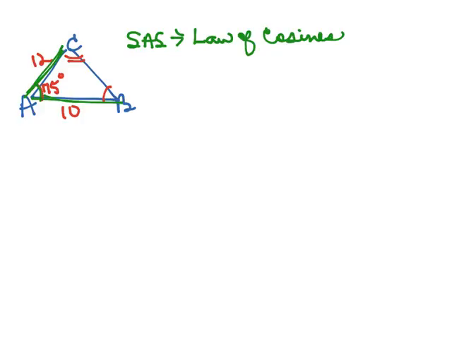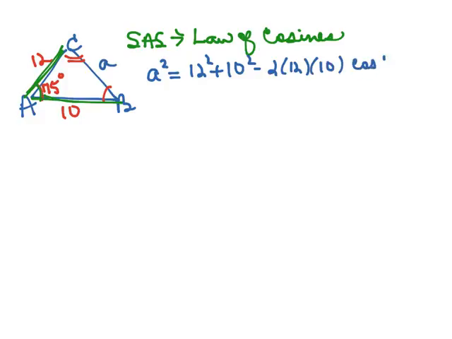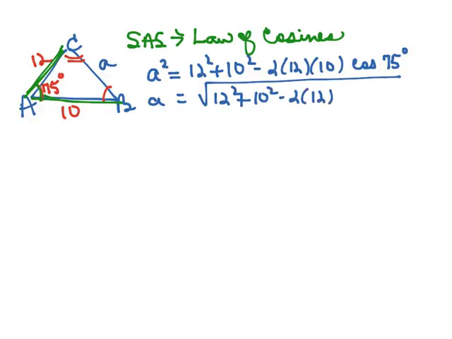So we're going to start out by finding side a, which would be across from angle A. So a squared, which is what we're searching for, would equal 12 squared plus 10 squared minus 2 times 12 times 10 times the cosine of 75 degrees. That means that a would be equal to the square root of 12 squared plus 10 squared minus 2 times 12 times 10 times the cosine of 75.